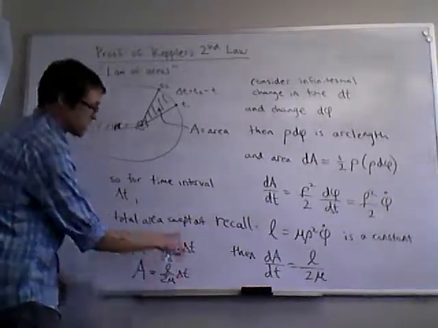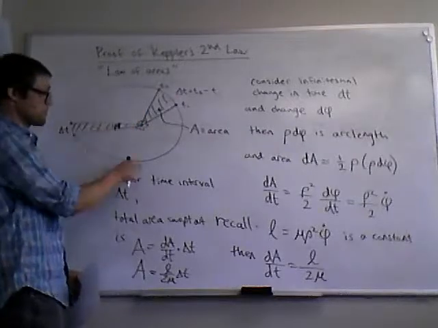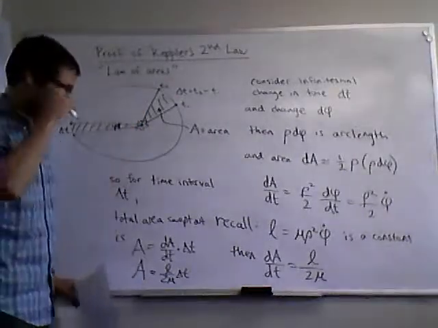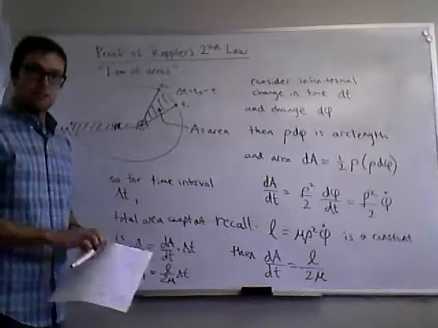And if this delta t takes place at this part of the orbit, or at this part of the orbit, or this part of the orbit, it doesn't matter. It's always going to be the same area swept out. And that's Kepler's second law.